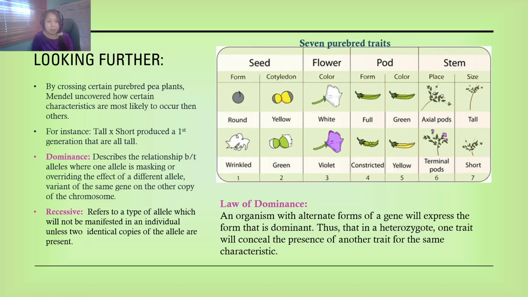and it is considered dominance, where one allele is masking or overriding the effect of a different allele variant of the same gene on the other copy of the chromosome. So when all of them showed up as tall, we can see that tall is masking the short allele, even though we know it should be there. Recessive refers to a type of allele which will not be manifested in an individual unless 2 identical copies of the allele are present.